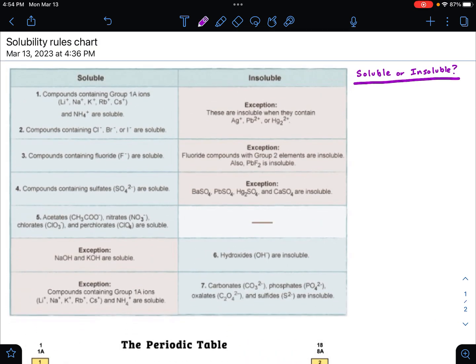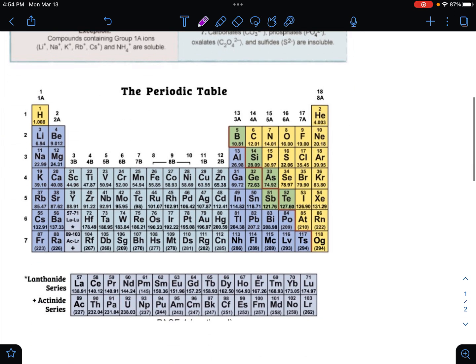Compounds containing group 1A ions, lithium, sodium, potassium, rubidium, cesium, and NH4. NH4 is ammonium. That'll also be soluble. Okay. Rule 2, compounds containing chloride, bromide, iodide are soluble. And so remember, if we look at our periodic table, those are in group 7. Chloride, bromide, iodide, also soluble.